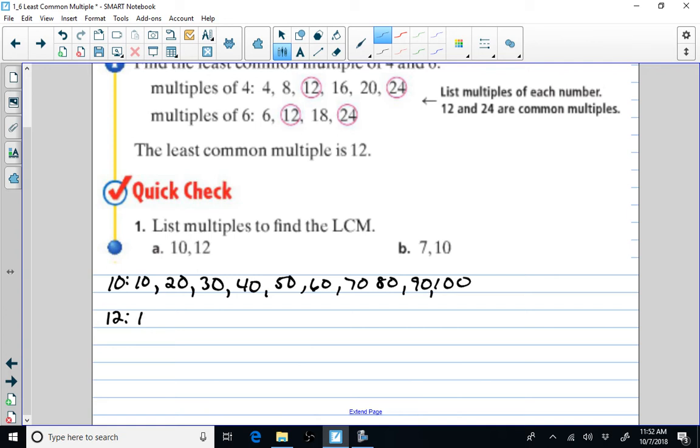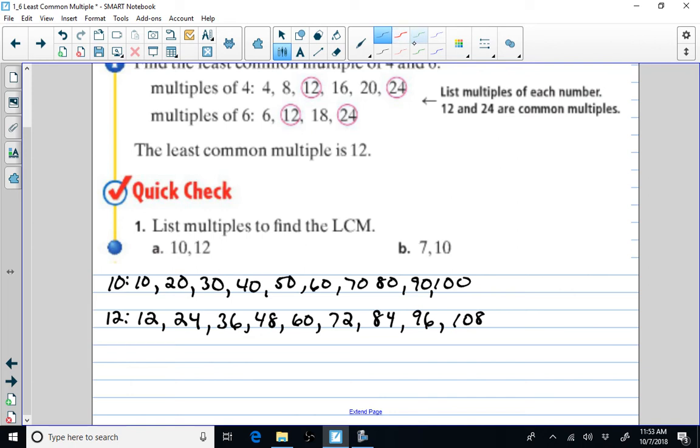We have 12 times 1 is 12, 12 times 2 is 24, 12 times 3 is 36, 12 times 4 is 48, times 5 is 60, 6 times 12 is 72, 7 times 12 is 84, 8 times 12 is 96, 9 times 12 is 108. And we'll stop there.